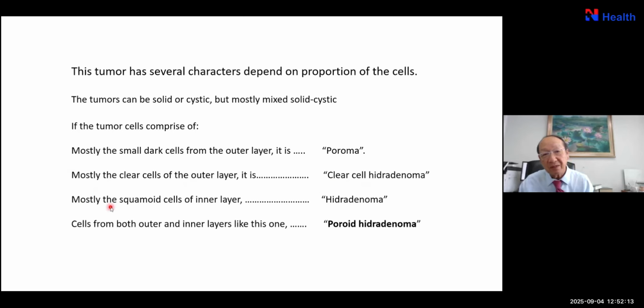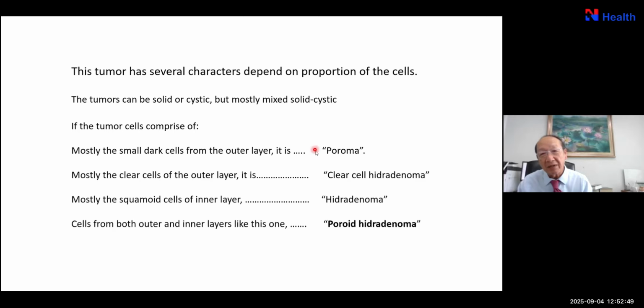If most of the cells are squamous cells of the inner layer, they will be called hidradenoma. If the tumor has both outer layer cells and inner layer cells like this one, it will be called poroid hidradenoma. So this is just one structure, and different cell compositions give rise to several tumor names. But if you know what they look like, you will understand that.